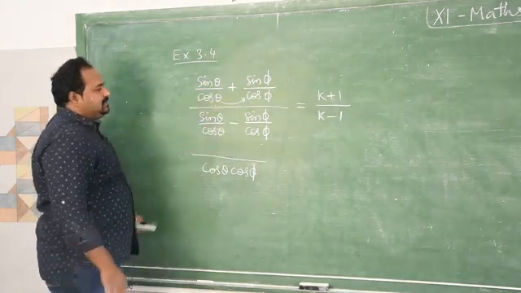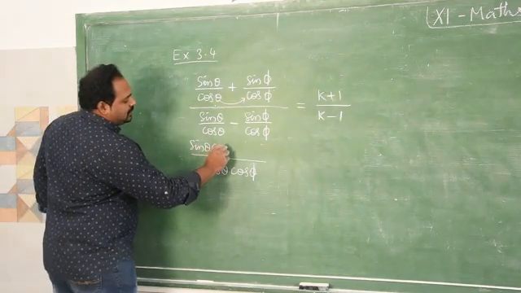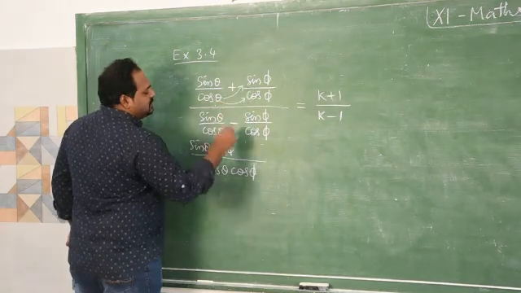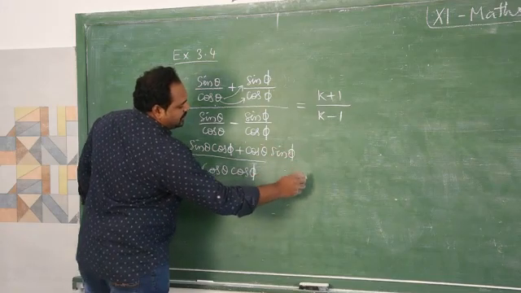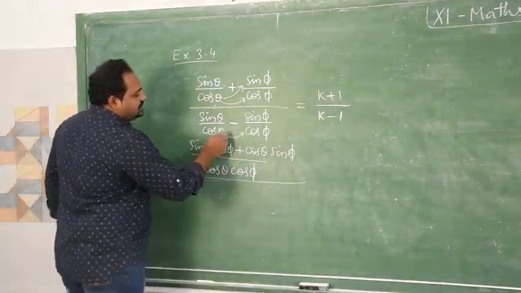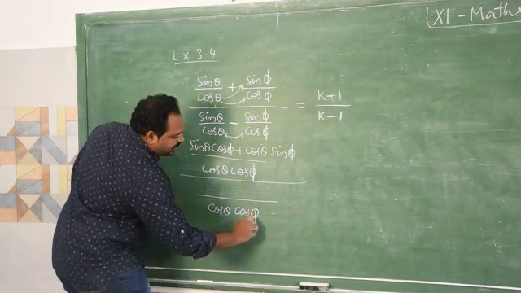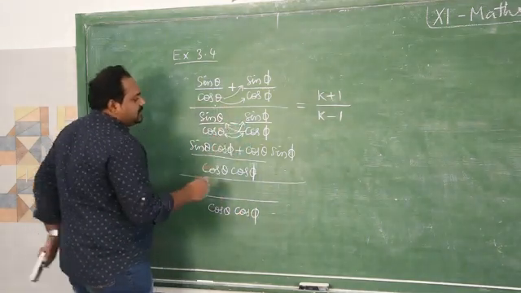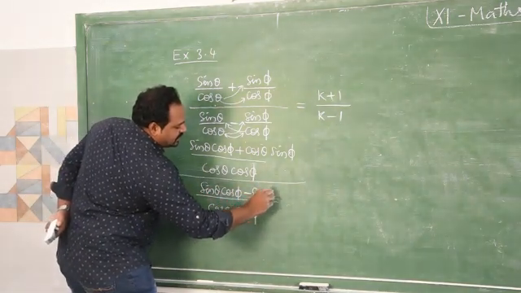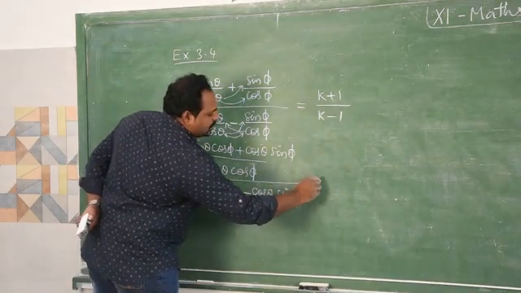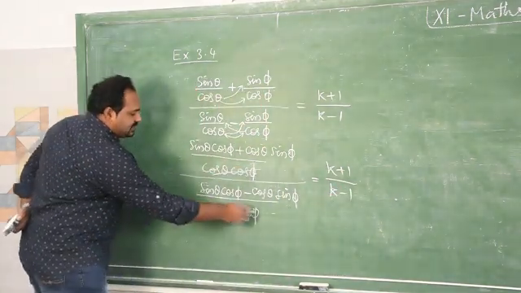So we take the LCM in the numerator. We have to cross multiply the denominators. If you cross multiply, sin theta into cos phi plus cos theta into sin phi, whole divided by cos theta cos phi, the LCM. In the denominator, cross multiply the same way: sin theta cos phi minus cos theta sin phi, equal to k plus 1 by k minus 1. So here we can have a cancellation in the denominators.